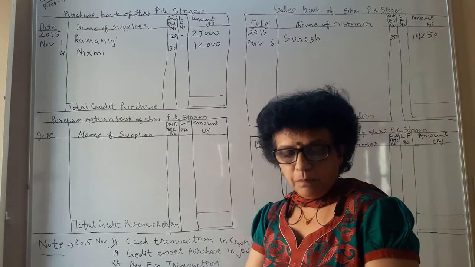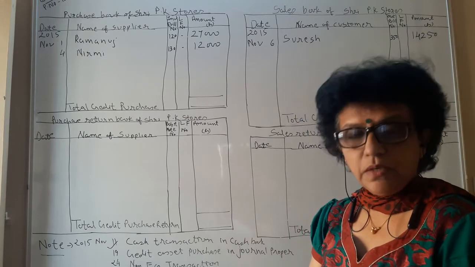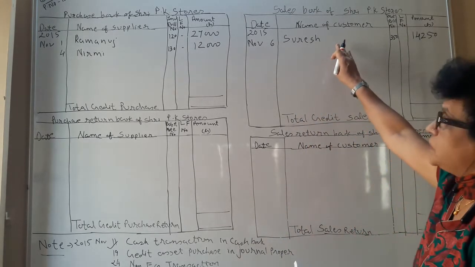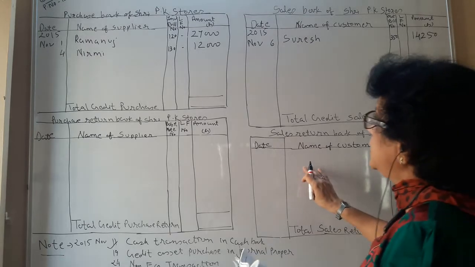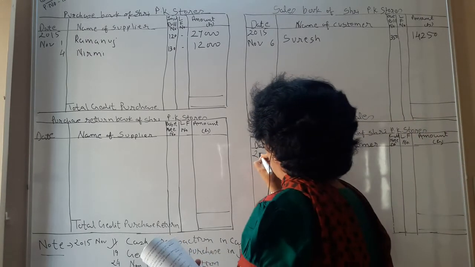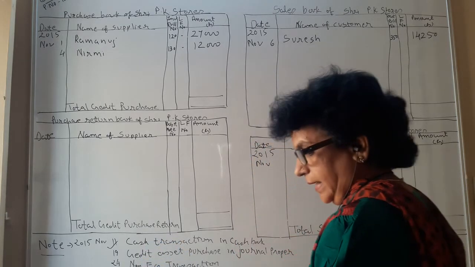On the 15th, Suresh returned goods of 3,000, credit note number 20 sent. We have sold to Suresh. Suresh is returning. So we have to record it into the sales return book, 2015 November. The date is 15.